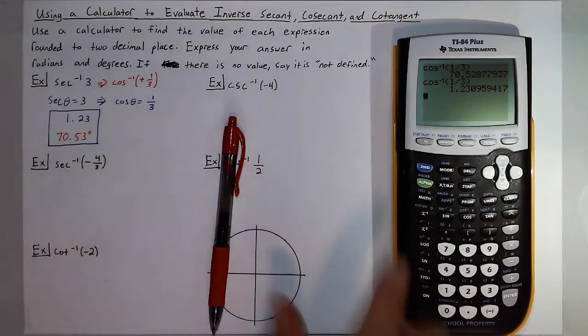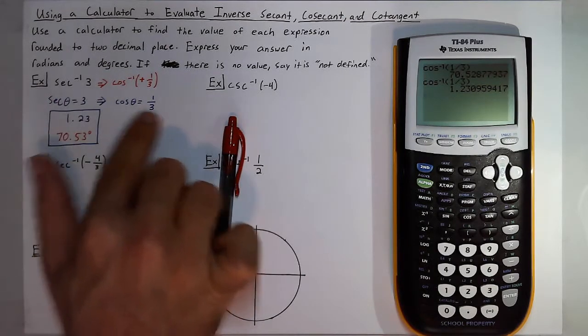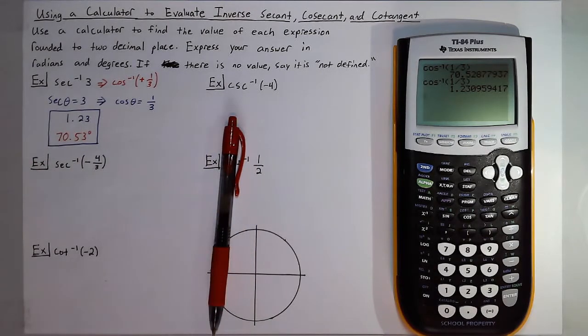So you'll see here I'm using cosine inverse in order to evaluate secant inverse of 3, because I also don't know where cosine of theta is equal to 1/3 or secant is equal to 3, so I have to use a calculator for this problem. So let's try another example.